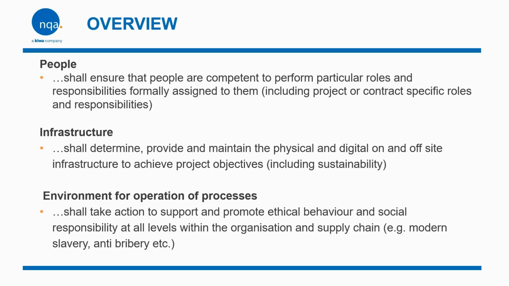Moving on to infrastructure. So you have physical and digital support. Organizations must determine, provide, and maintain the infrastructure required to achieve project objectives on and off site. This includes physical infrastructure: the tools, the equipment, the site facilities, material handling systems. You have digital infrastructure: BIM platforms, data management tools, communication systems, quality tracking software. The infrastructure must also support sustainability goals, for example, efficient site setup, use of renewable energy, or digital tools to reduce waste and to stop rework.